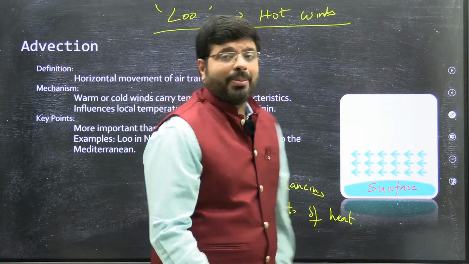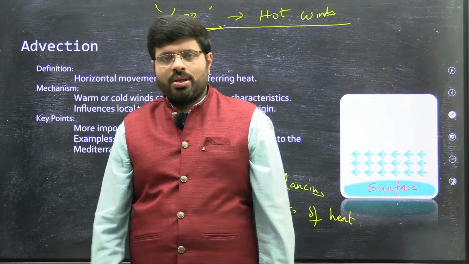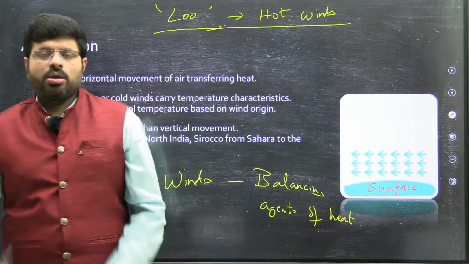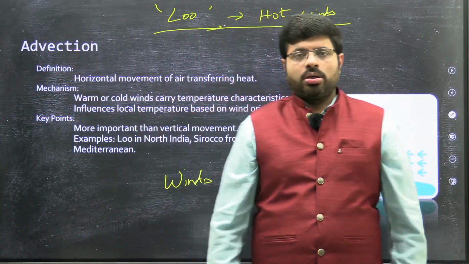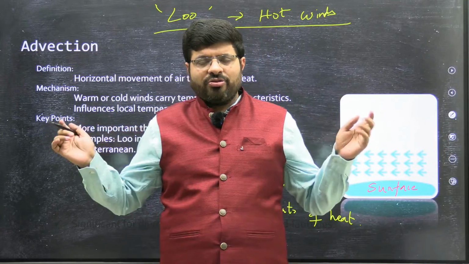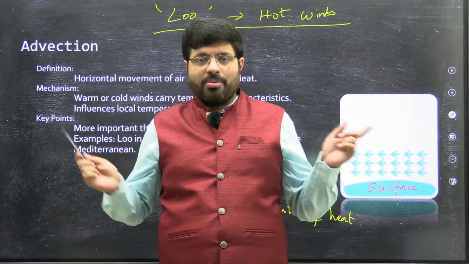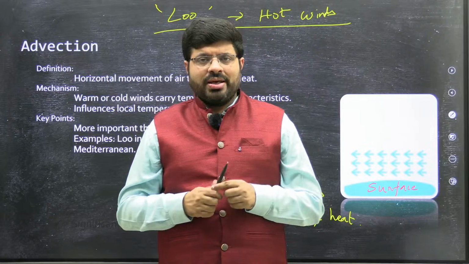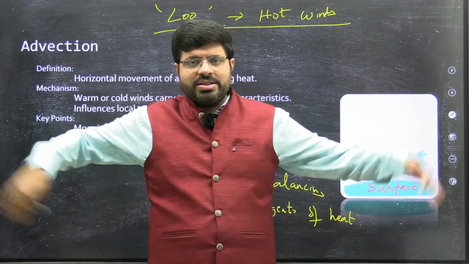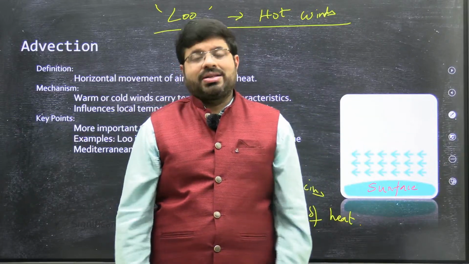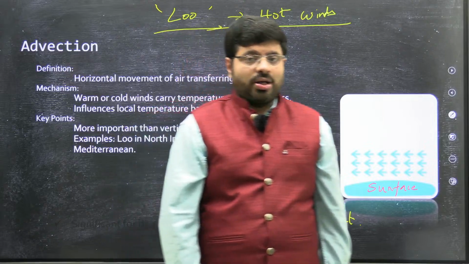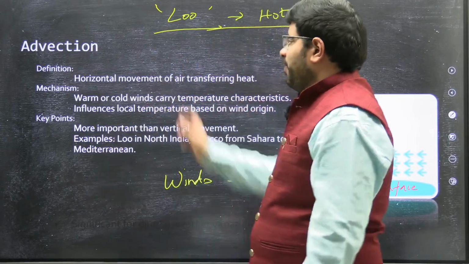How do you think that they balance it out? Simple point. There is more heat here, there is less heat here, and there would be movement of the air molecules between these two portions, and slowly this entire region, the temperatures would be balanced out. That process is called advection.